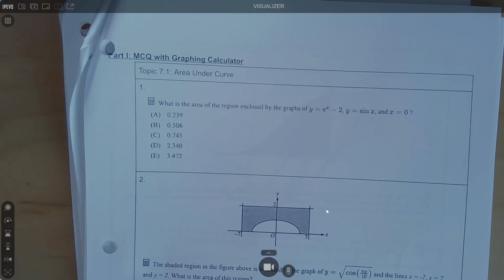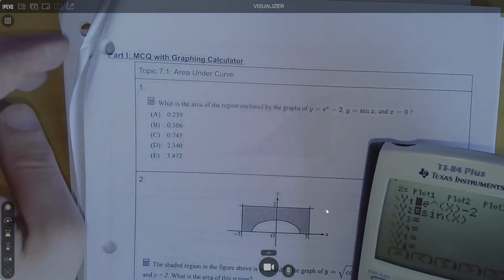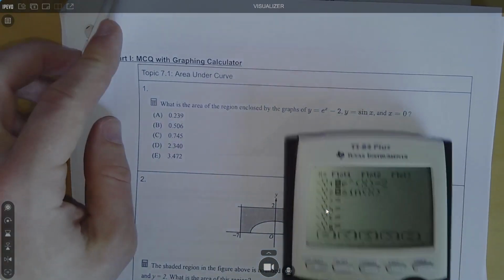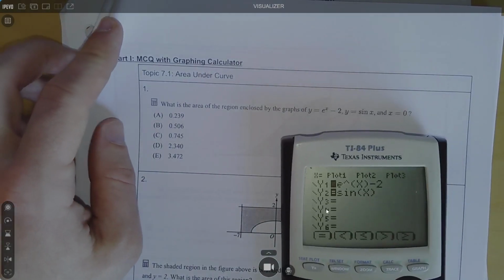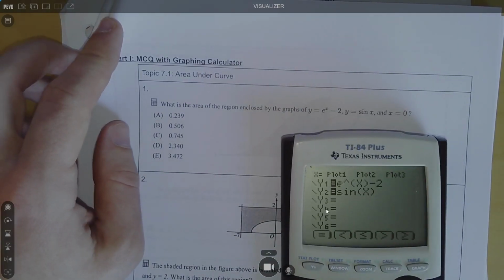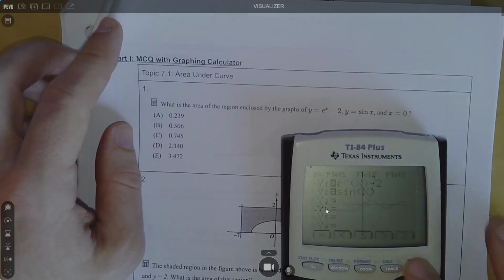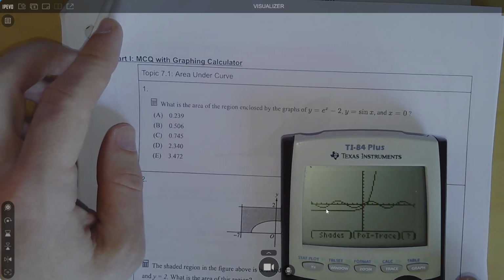Question 1. What is the area of the region enclosed by the graphs y equals e to the x minus 2 and y equals sine x and x equals 0? So go ahead, go to your calculator, plug them in, e to the x minus 2, sine x. Go ahead and graph it. I recommend doing zoom 6 just to start out really simply.